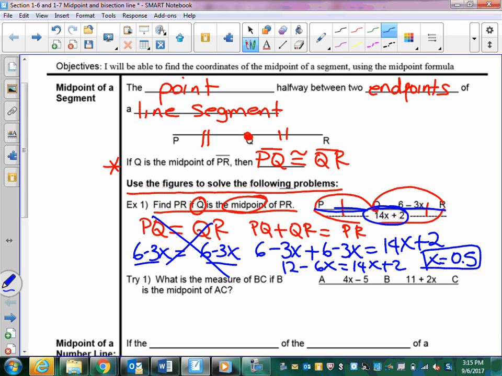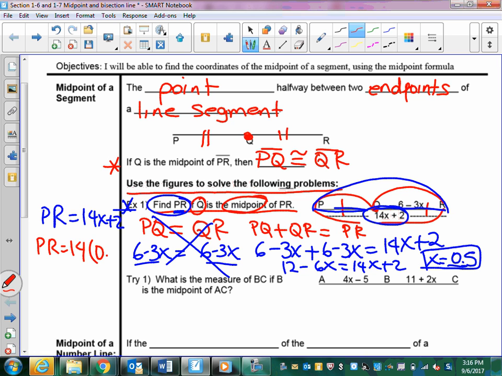Then every time I solve for an x, I go back and read the question. The question is asking you, find PR if Q is the midpoint of PR. So I wanted to know what PR is, not x. I know x is 0.5. PR is the whole thing. So I'll write it here. PR is 14x plus 2, right? We just said x is 0.5. So PR would be 14 times 0.5 plus 2, which makes PR equal to 9. And that's the answer you have to underline.